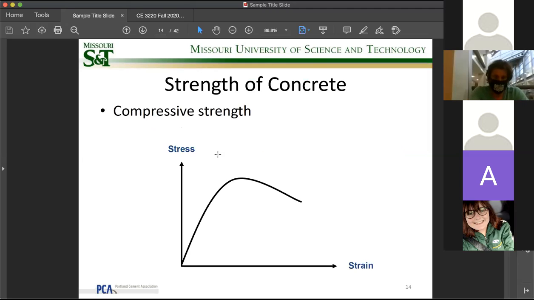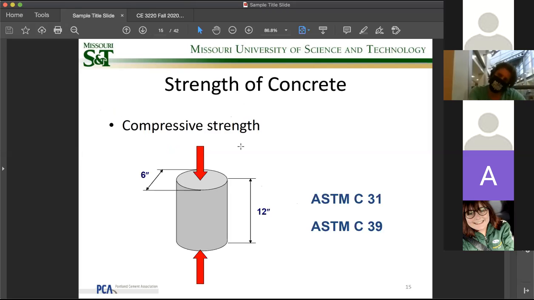So what does concrete look like in terms of compressive loading? Say I have a cylinder, and I apply pressure axially, squeezing like that. This is what the stress strain curve looks like, right? It will start to go linearly up, then reach a peak, then gradually come down. But it's not brittle, all right? I want you to know that it's not brittle, okay? And then for the compressive strength testing, we usually use a 6x12, okay?